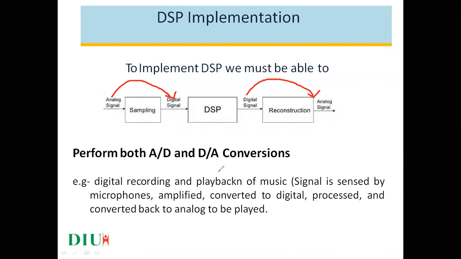Here you can see an example, that is digital recording and playing back of music. The signal is sensed by the microphone, which is then amplified, converted to digital, processed and converted back to analog, which is to be played at the earphone side. So this is how we go for the conversion mechanism from analog to digital and digital to analog signal.